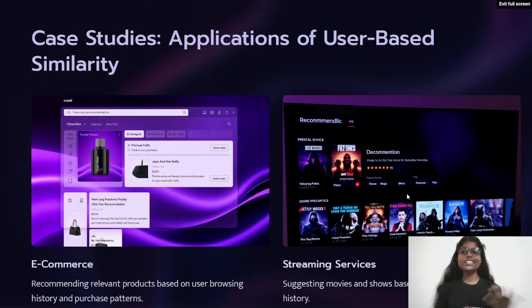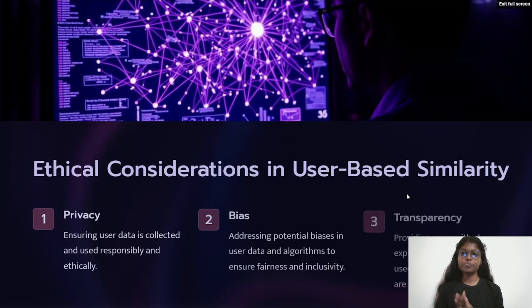Case studies and applications of user-based similarity. E-commerce: recommending relevant products based on user browsing history and purchase patterns. Streaming services: suggesting movies and shows based on user ratings and viewing history.